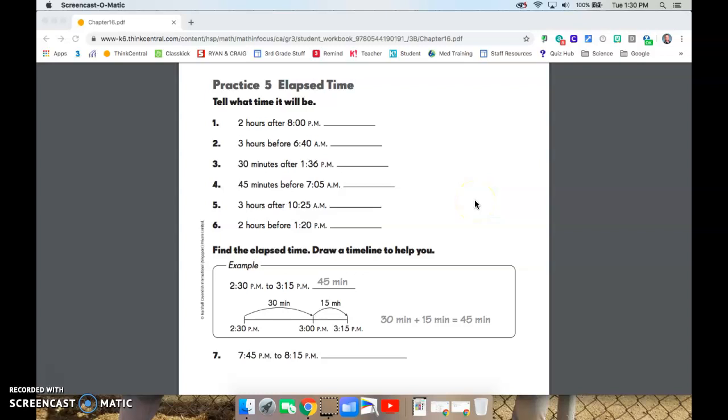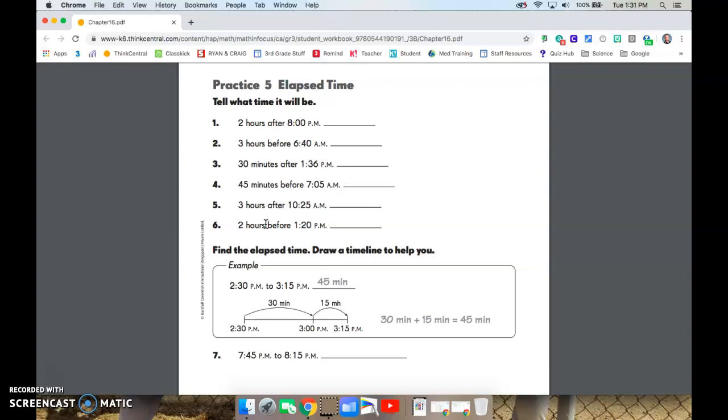All right, boys and girls, today is Chapter 16, Practice 5. Last one on elapsed time. So, what we're going to do here for the first few is just tell what time it will be. So, it's 8 o'clock p.m., which means in the afternoon there, in the evening. 2 hours later, it's going to be 10 o'clock p.m.